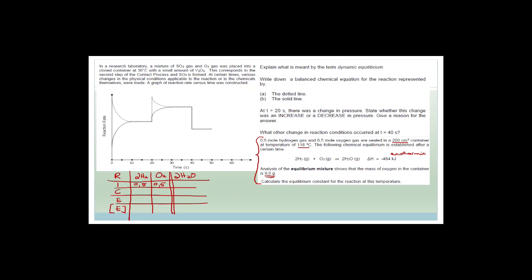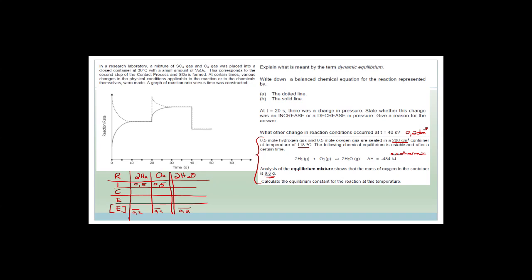That's what we're given. They tell you it's a 200 cubic centimeter container, and what is wrong with that, grade 12s? What's wrong with that is that it should be in decimeters cubed. So we have to divide that by 1,000, so that becomes 0.2 decimeters cubed. So that means we're going to divide this by 0.2, this by 0.2, and this by 0.2 to get our concentration.